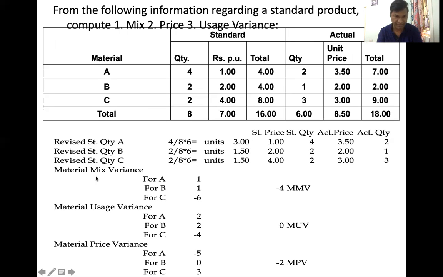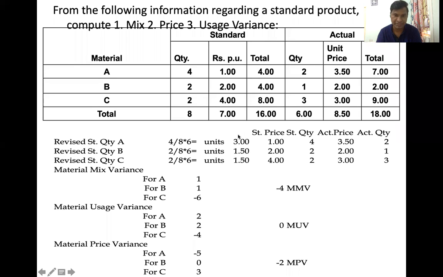After writing material mix variance, you have to write the equation. Just to save some space, I didn't write it because I've already shown you the equation. Material mix variance is equal to revised standard quantity minus actual quantity into standard price. That is equal to revised standard quantity 3 minus actual quantity 2.